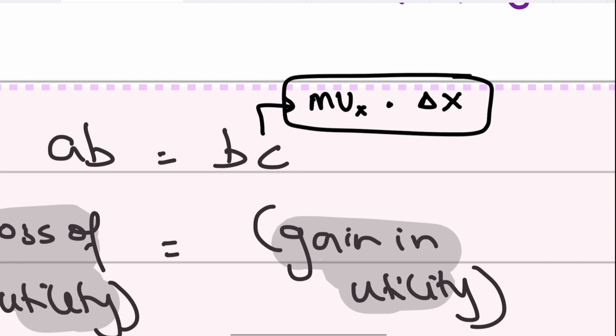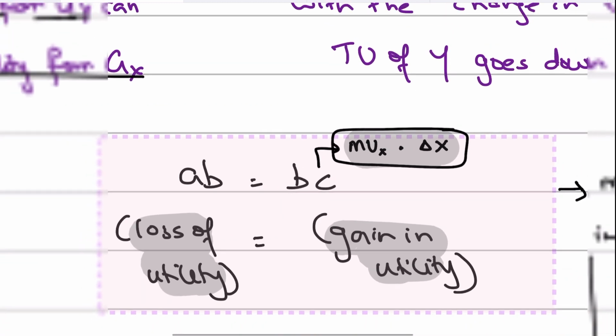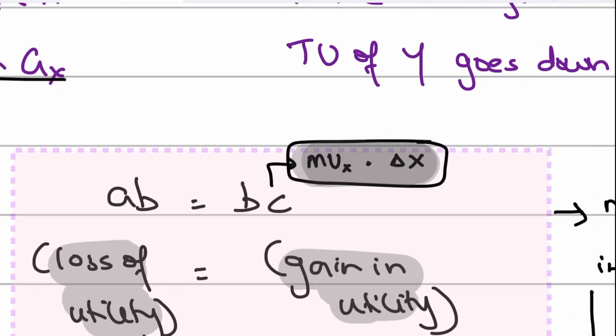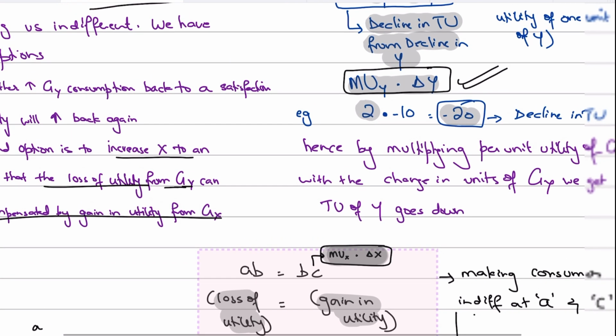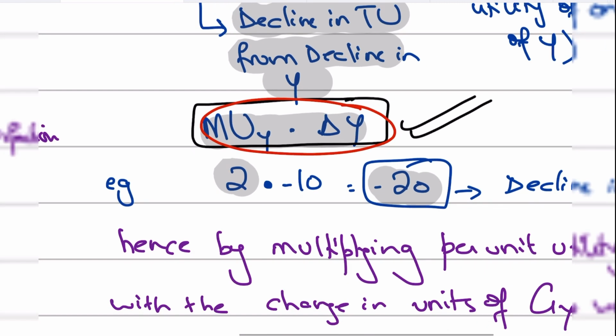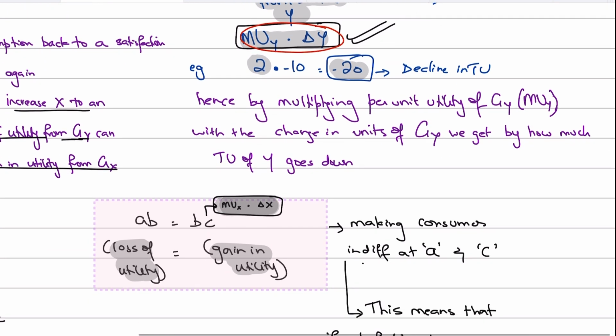And this must exactly be equal. MUx multiplied by the change in X must exactly be equal to MUy times the change in Y, such that the consumer is indifferent, right?